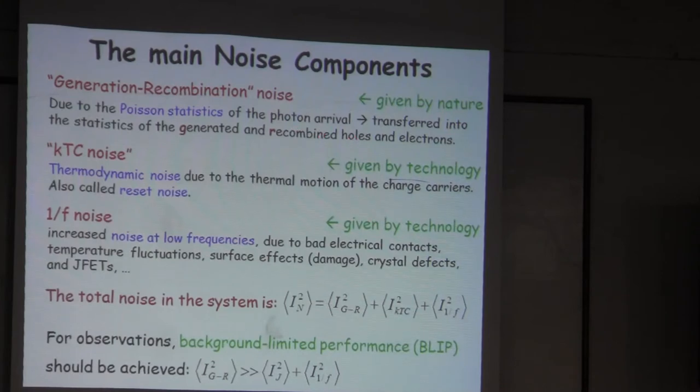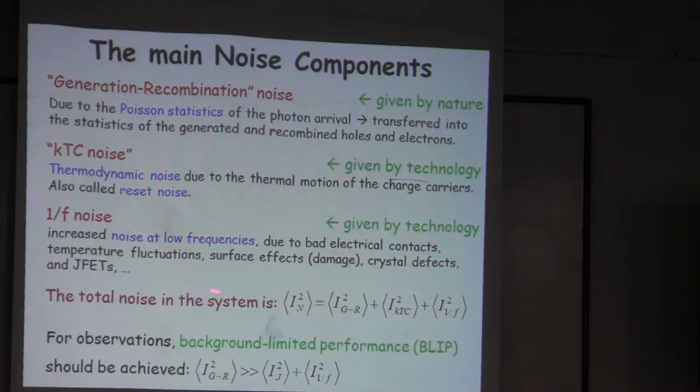So there's nothing we can do about that. And we have two components here that are given by our detector technology, detector design. Ideally, the perfect detector does not have these noise components. But of course, we can't build a perfect detector. But what we can do is make sure that these two components are relatively small compared to this generation recombination.